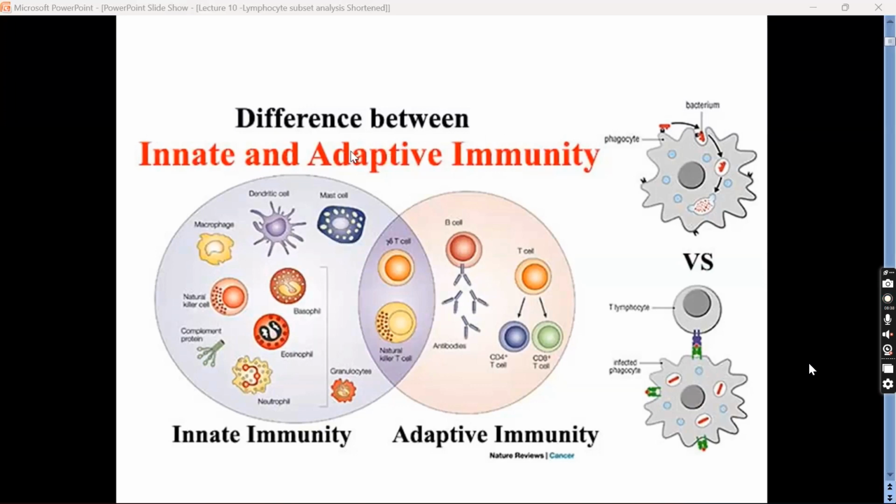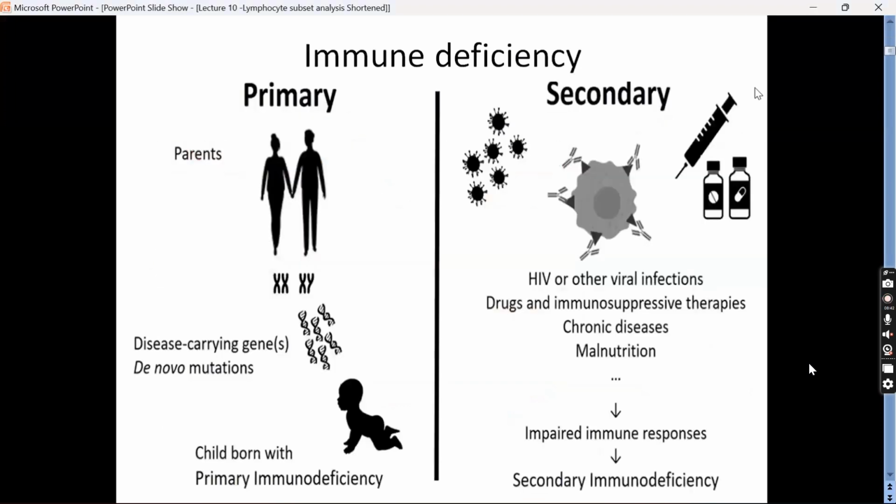So this is about the innate immunity and the adaptive immunity. And then, as you know, immunodeficiency, which is lack of immunity in a very simple sense, is of 2 types: primary and secondary. So you know what is secondary? Secondary is when you are immunocompetent, but because of certain infections or drugs or some diseases or because of malnutrition, you become immunodeficient. So that is the secondary cause of immunodeficiency.